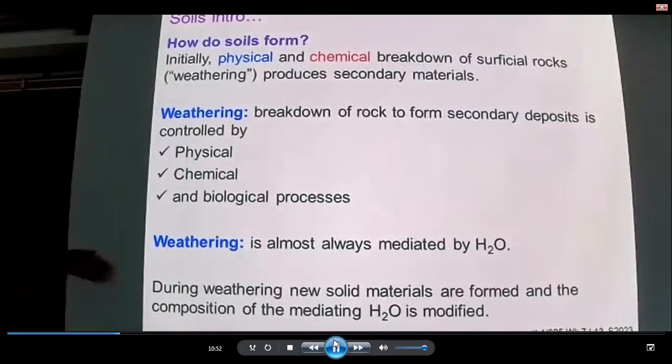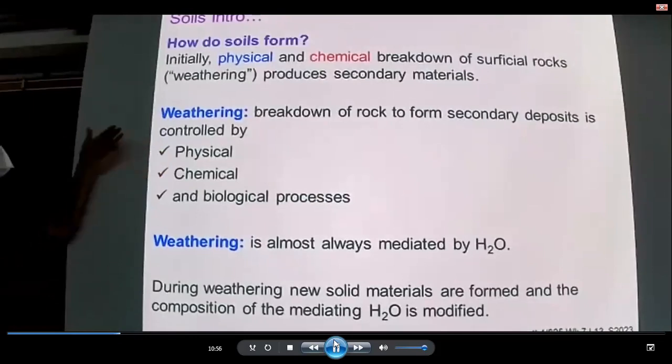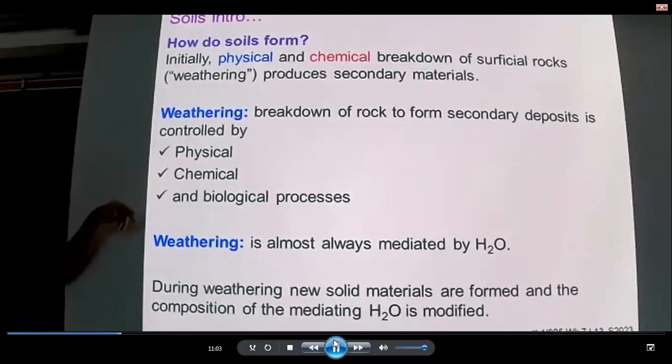So how do soils form? Well, there's a variety of processes involved, some of them physical, some of them chemical, and some of them biological. All of these are included in the term that we call weathering.